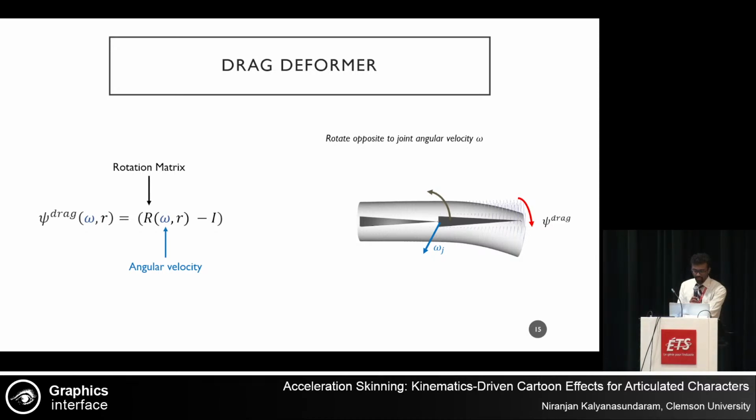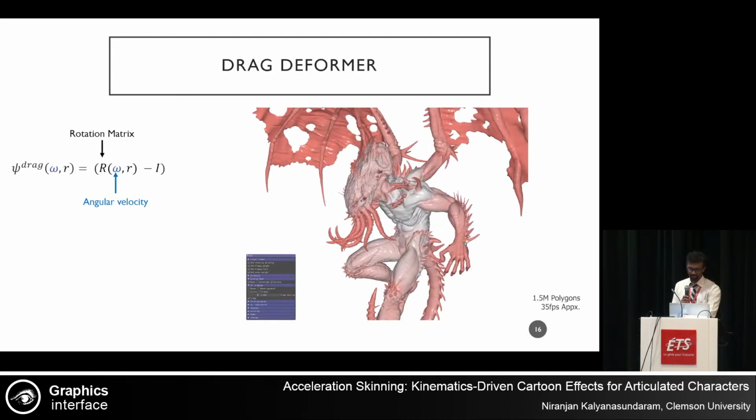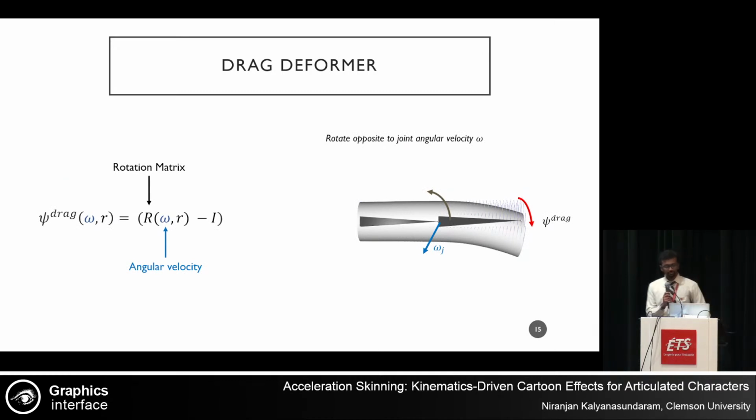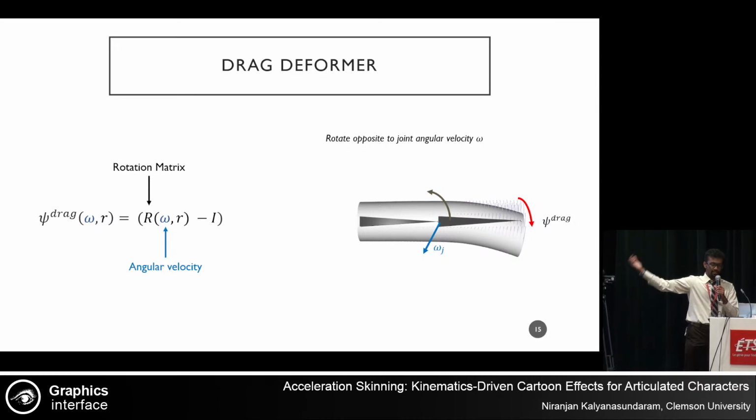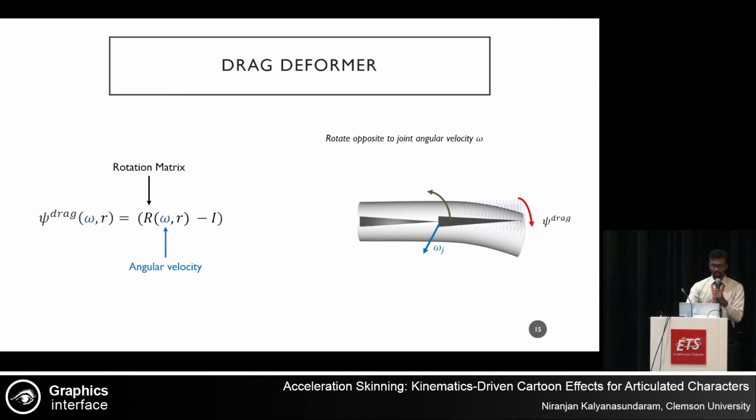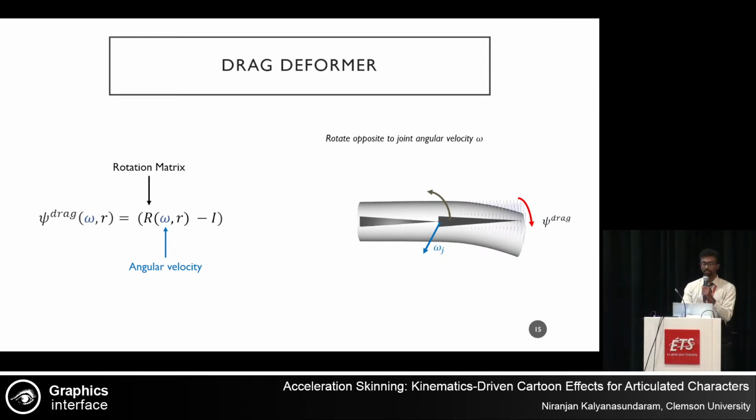So let's take a look at the drag deformer, which is one of the deformers that I use the most. This is our deformation function that we defined for drag. Let's say I have my arm here and I'm rotating my elbow, so my elbow is rotating up. We want this deformer to simply push the vertices of my mesh in the opposite direction. And we do this with a simple rotation matrix that is parametrized using angular velocity omega.